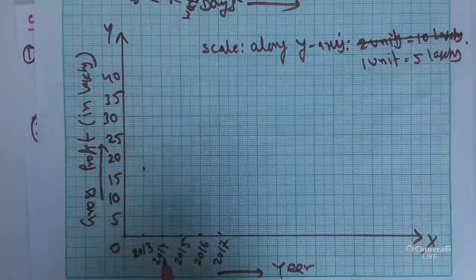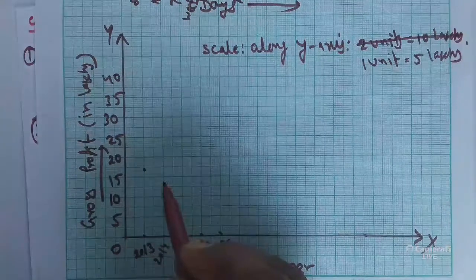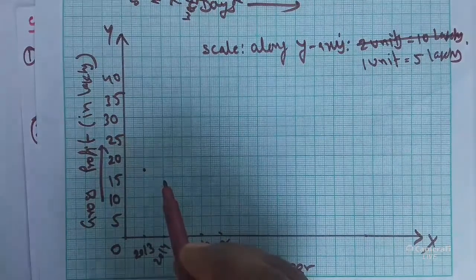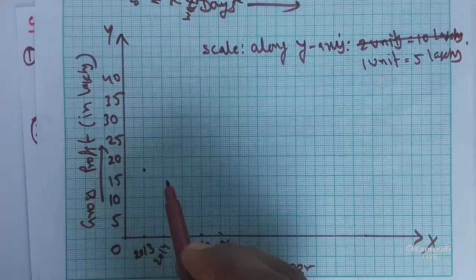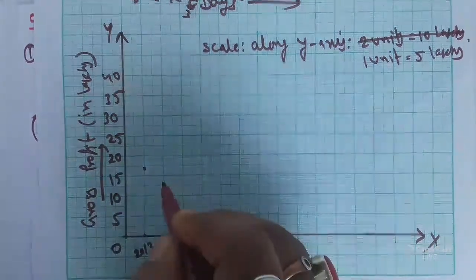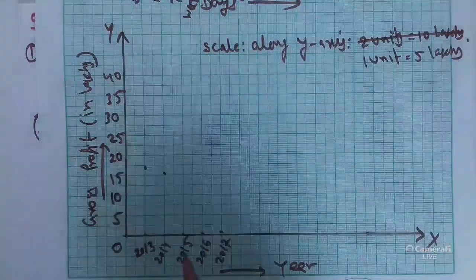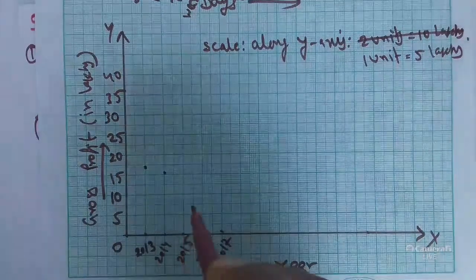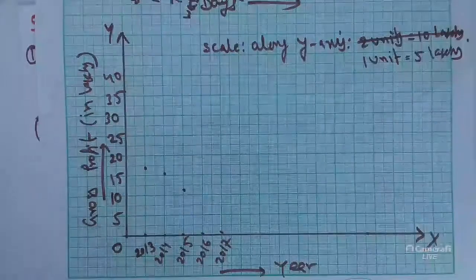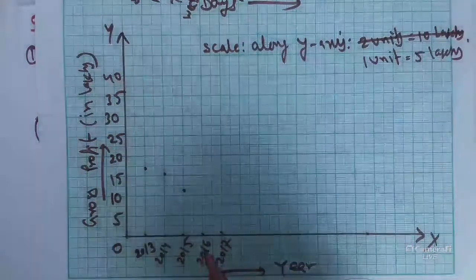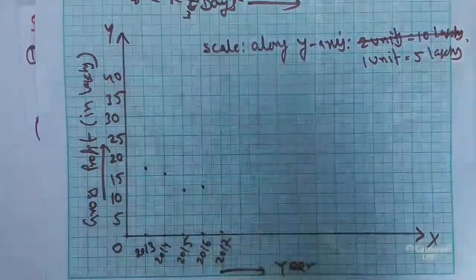In 2014 it is 15.5. So 15 is here and 0.5. If two lines is 1, that means one line is equals to 0.5. I repeat once again, if two lines is equals to 1, that means one line is equals to 0.5. So 15.5 is here. Again 11.4 in 2015. So it is 10, 11 and 4 means approx one small line. Then 12.1 in 2016, this one is 12 and 12.1.